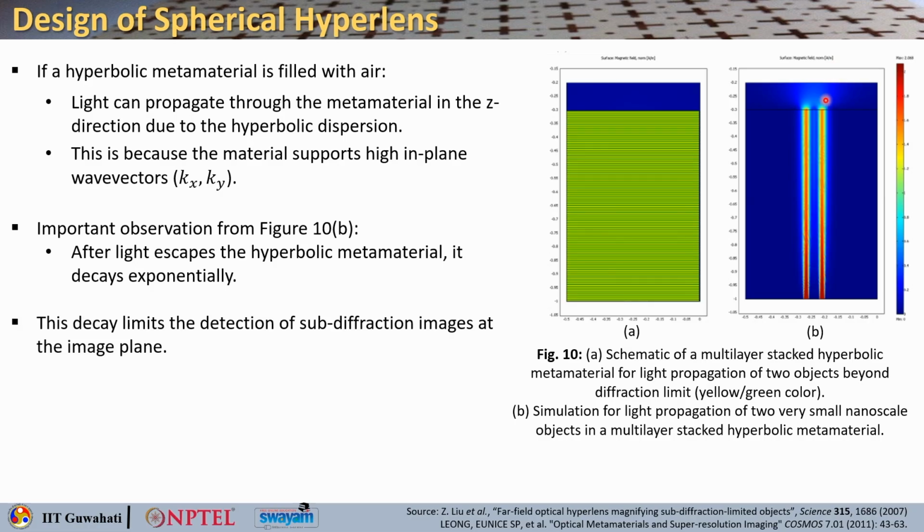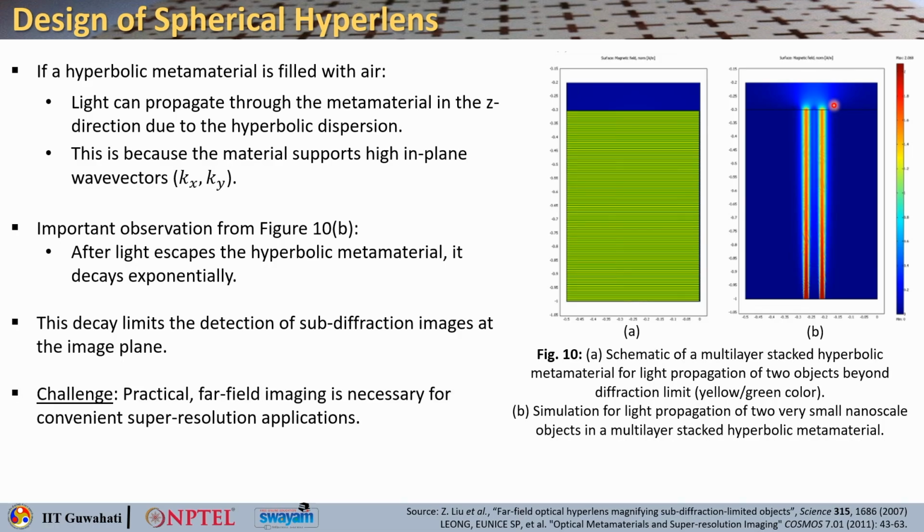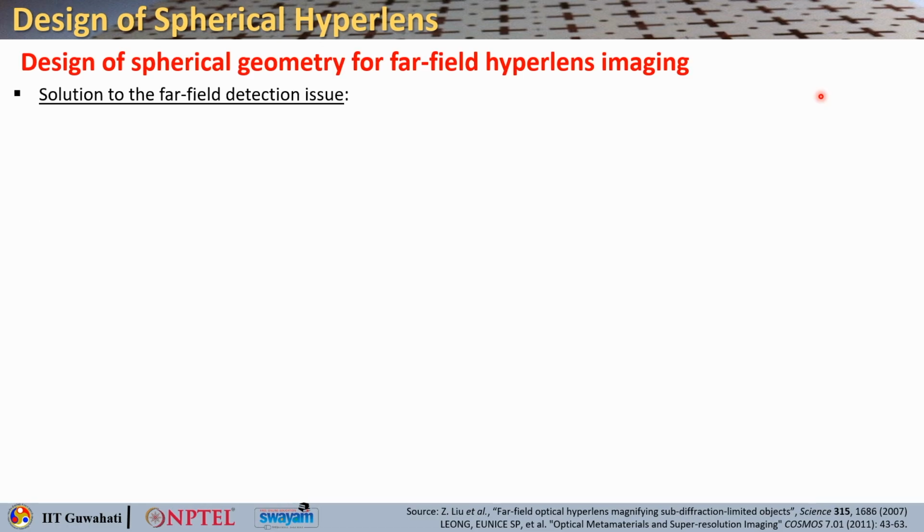This decay limits the detection of sub-diffraction images at the image plane. Here they are able to propagate, but as soon as they exit, you are not able to capture it, because the sub-wavelength information is getting exponentially decayed. So, what do you want? You want to also spatially separate out this information, so that you can do far field imaging. That is the current challenge that remains: you need practical far field imaging for this kind of super resolution application.